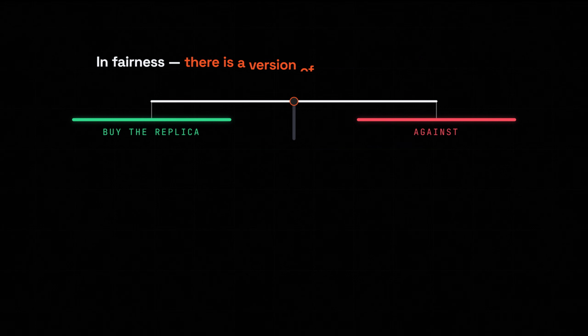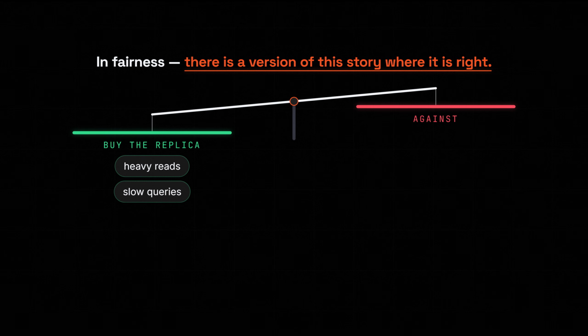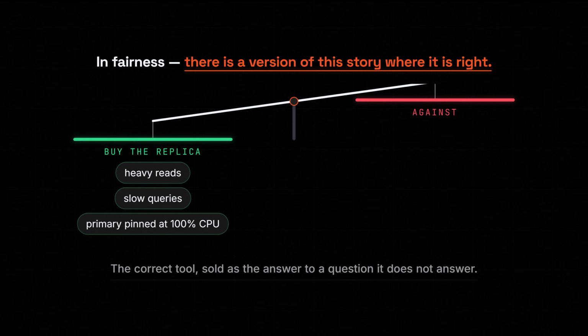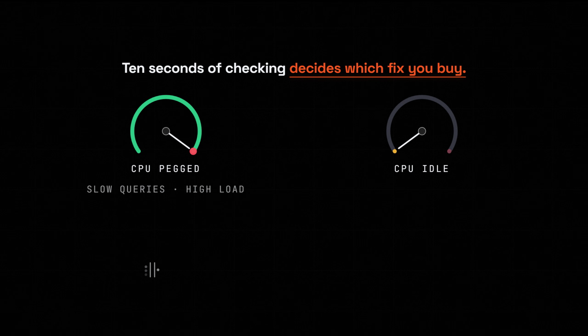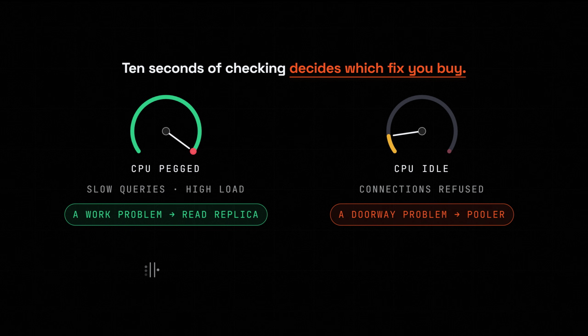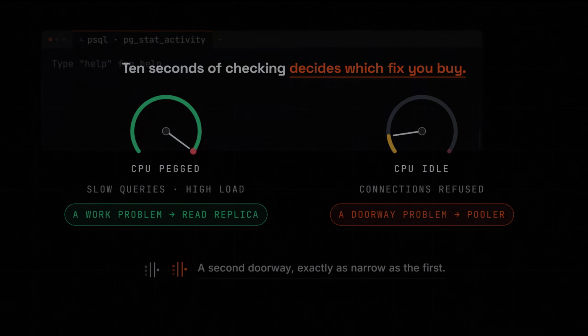Now, in fairness, a read replica is a good product, and there is a version of this story where it is exactly right. Heavy reads, slow queries, a primary pinned at 100% CPU? Buy the replica. It is the correct tool, sold as the answer to a question it does not answer, which gives you the split, and it takes 10 seconds to check. Pegged CPU, slow queries, high load, you have a work problem, and a replica moves work. Idle CPU, connections refused. You have a doorway problem, and a replica gives you a second doorway exactly as narrow as the first.